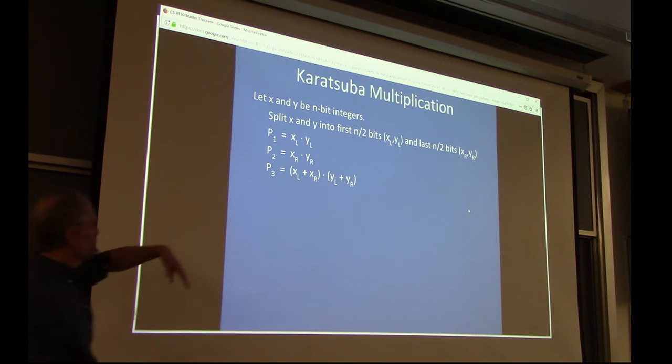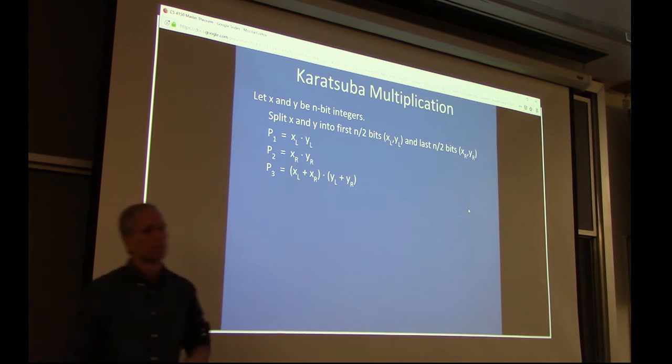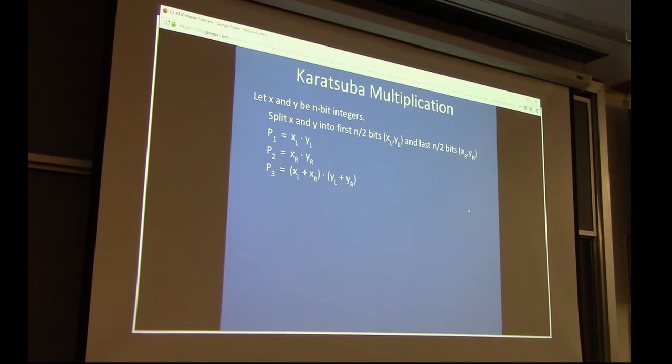Before we do the recursive calls, we have to do a couple of additions. Then we make the recursive calls, we get 3 products back. Then, when we get the answer back, we have to do a couple of subtractions, and a couple of additions, and a couple of bit shifts.